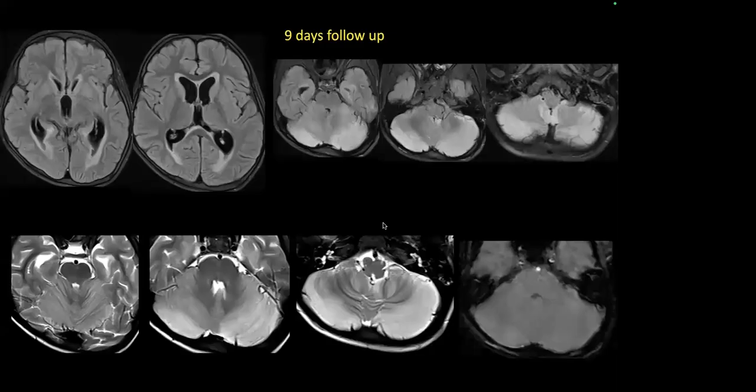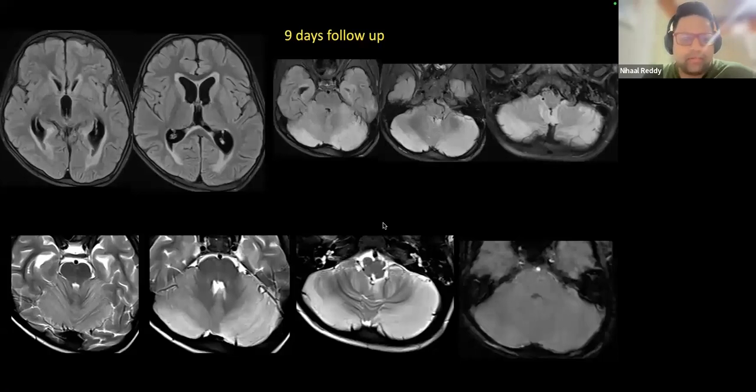Yes, sir. We repeated it after day 9. So 9 days after the initial scan, again you can appreciate an almost similar pattern of changes in the posterior fossa, causing compression on the CSF spaces and supratentorial hydrocephalus, as highlighted on the first images.